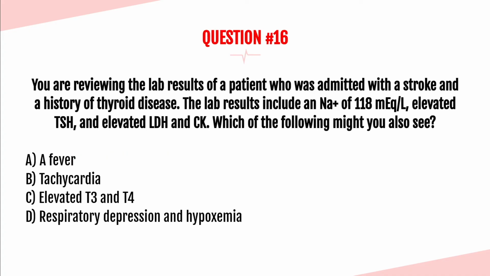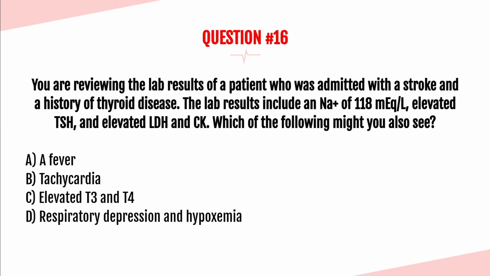All right, question number 16. You are reviewing the lab results of a patient who was admitted with a stroke and a history of thyroid disease. The lab results include a sodium of 118, elevated TSH, and elevated LDH and CK. Which of the following might you also see? A, a fever, B, tachycardia, C, elevated T3 and T4, or D, respiratory depression and hypoxemia?